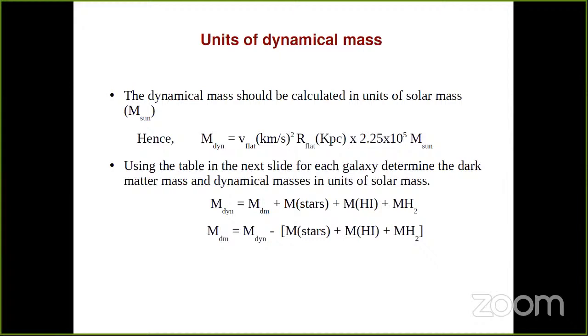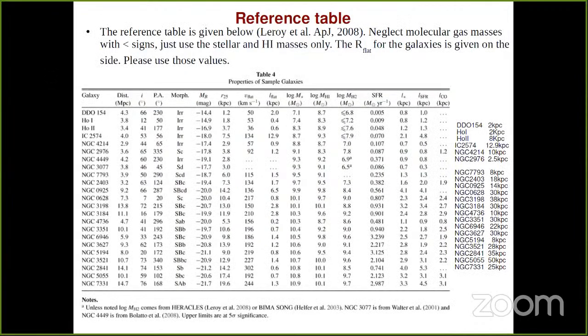There are about 16 galaxies. You can do the calculations by hand, or you can write a small program and calculate it very fast. Now here is the table. It has various quantities, but what you have to take from it is the rotation velocity as V flat. I've put my cursor here; I hope you can see it. The V flat column lists the flat rotation velocities. That is your V.